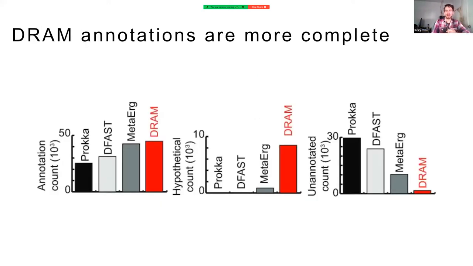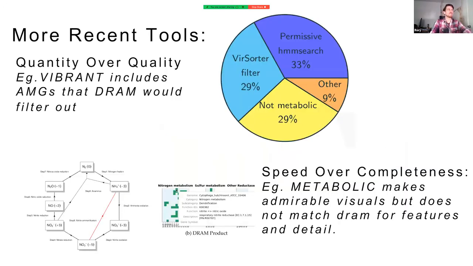Compared to tools such as Prokka, DFAST, or MetaErg, DRAM provides more annotations. It provides more hypothetical annotations, and it leaves fewer unannotated FASTAs or MAGs. That's our sales pitch. And I would argue that our annotations are pretty well thought out, because there are more recent tools as well that have definitely given DRAM a run for their money.